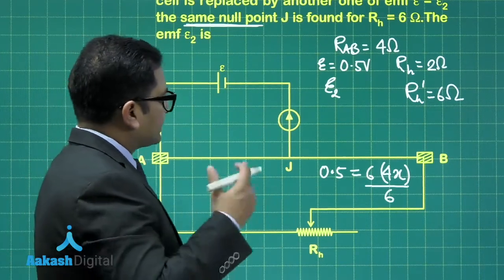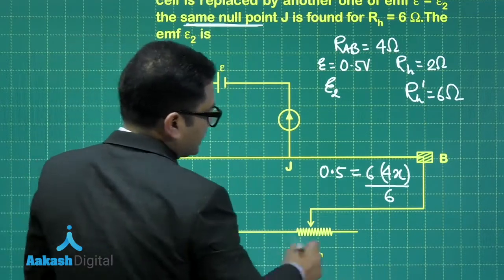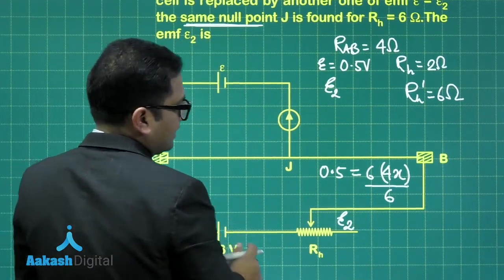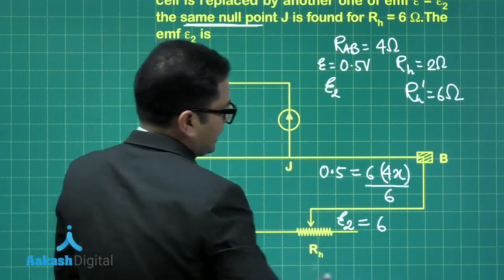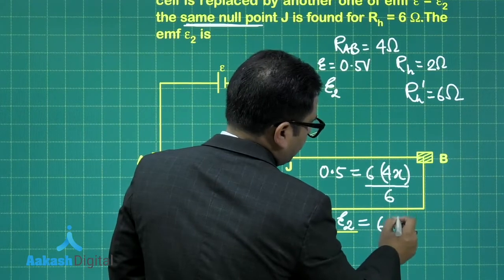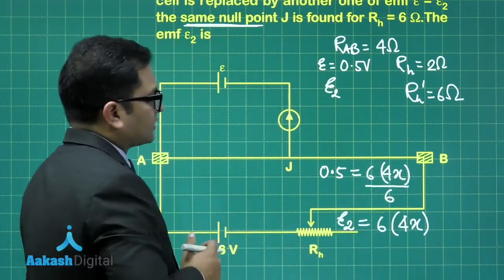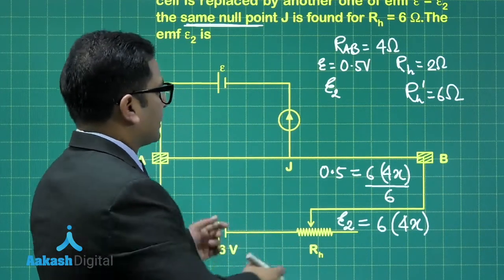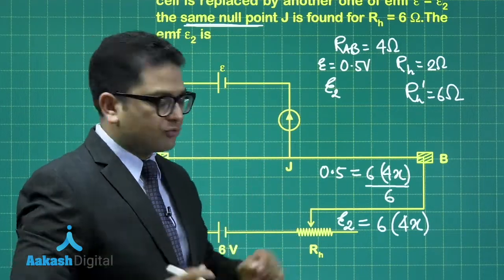All right, and in the second situation, let's try to understand. When this is replaced by E2, but this remains as 6 itself, and the balancing length is same. So that will be 6 multiplied by, you could see, 4 into x. That's fine, because you could see that this is 6 and the balancing length is same, which is x. So resistance per unit length, that's all straightforward.